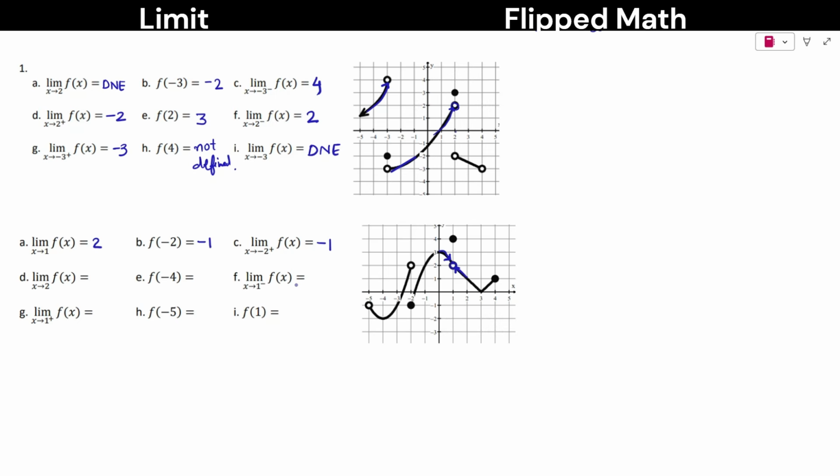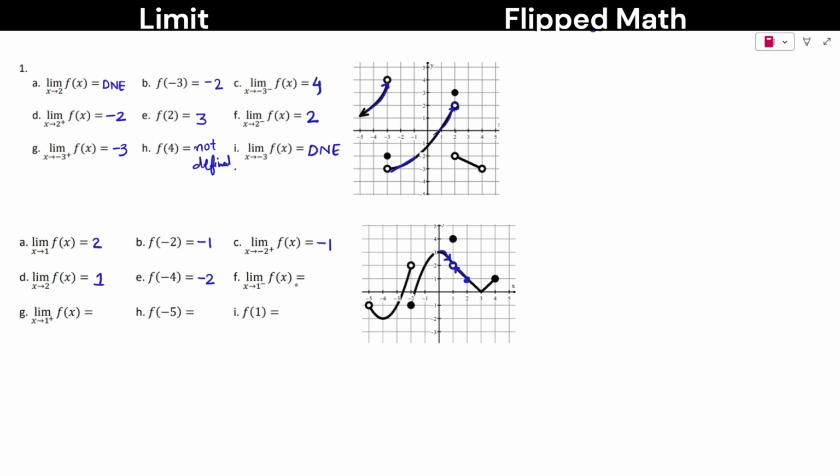Limit at 2. Limit at 2 is this. No breaking, no different number. Direct straight line. So that means the same number, whatever the value is, that is the same limit. So the value at 2 is 1. Limit at 2 is also 1. Function value at negative 4. At negative 4 it is negative 2.